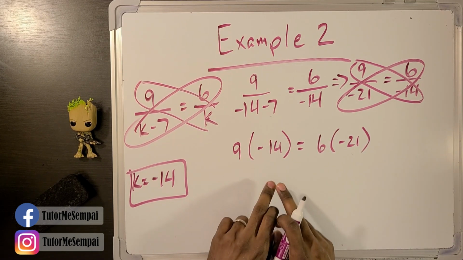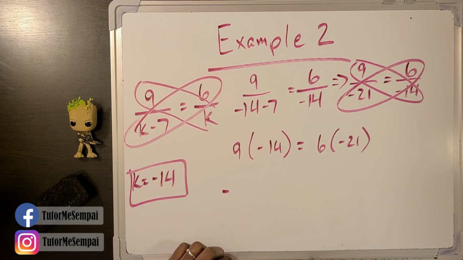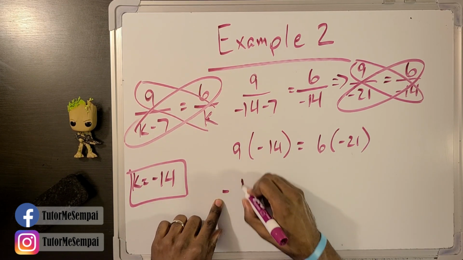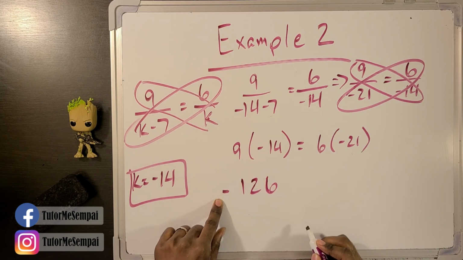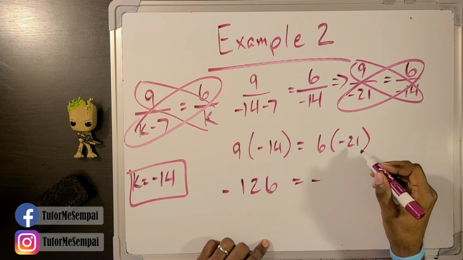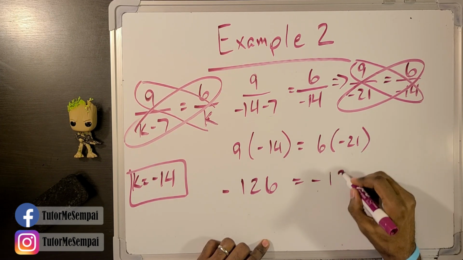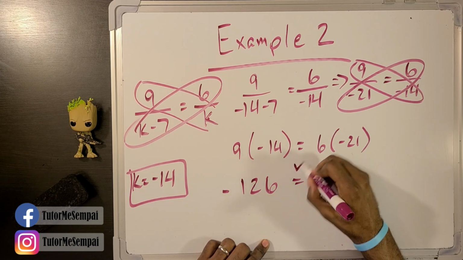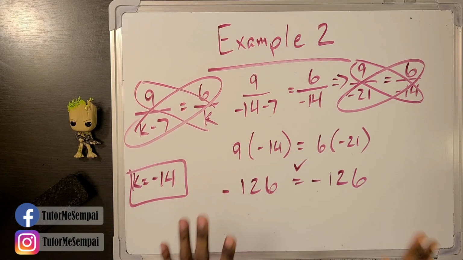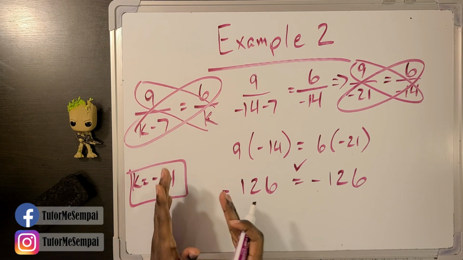So what's 9 times a negative 14? Well, you're going to have your negative there. Never forget that negative. I can't stress that enough. 9 times a negative 14 gives us a negative 126. And that's going to equal 6 times negative 21. Once again, that negative is there. So 6 times negative 21 gives us a negative 126. And these two equal each other, so our proportion is set. This is truly a proportion, and k equaling negative 14 is truly our answer.